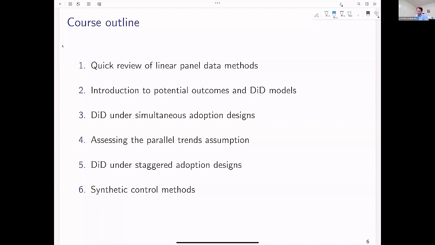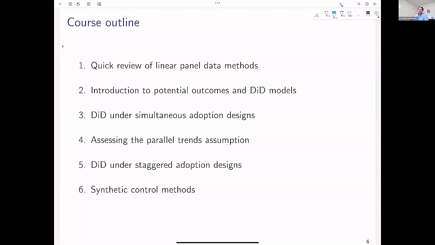After that, I'm going to move on to introducing potential outcomes and diff-in-diff models. Potential outcomes is not the only one, but a very popular framework to analyze causal effects or treatment effects. You'll notice in part 1, when I talk about panel data methods, I'm not really going to talk about causal effects. I'm just going to say, we want to estimate this regression. We want to estimate this parameter from a certain regression. How do we do it?